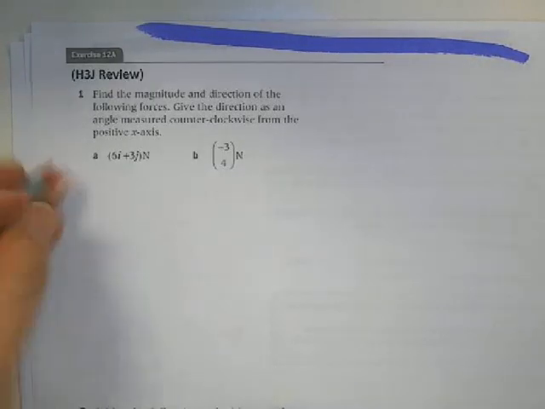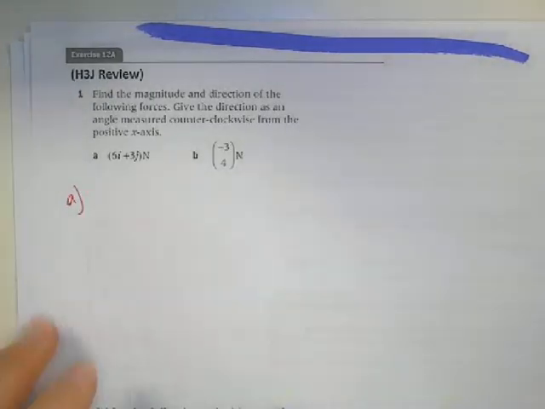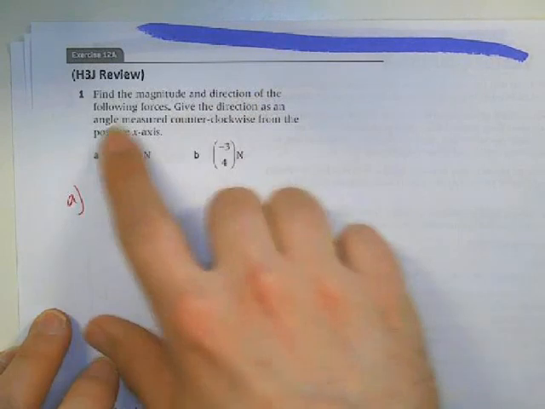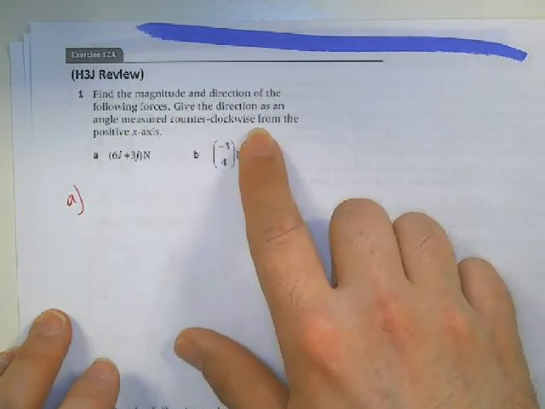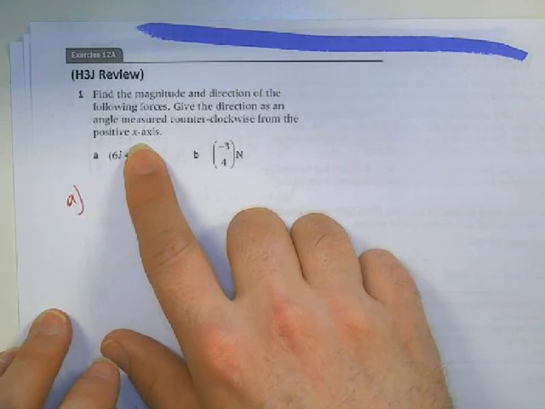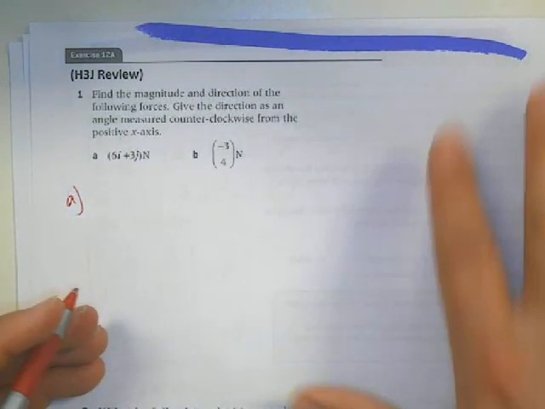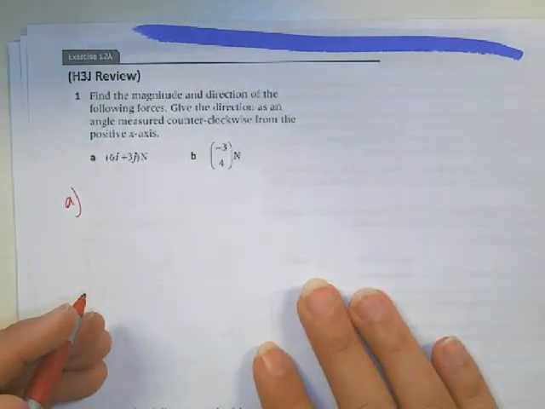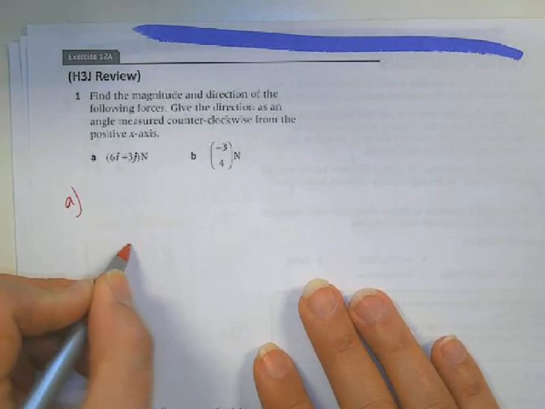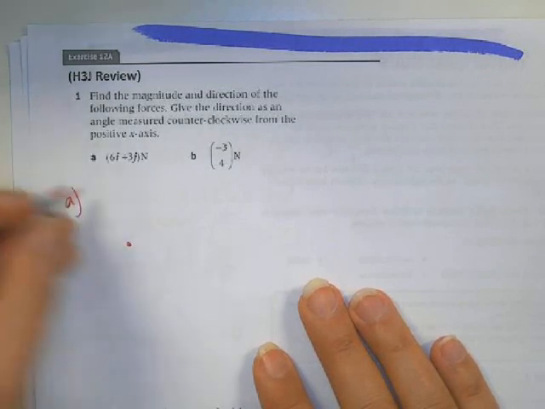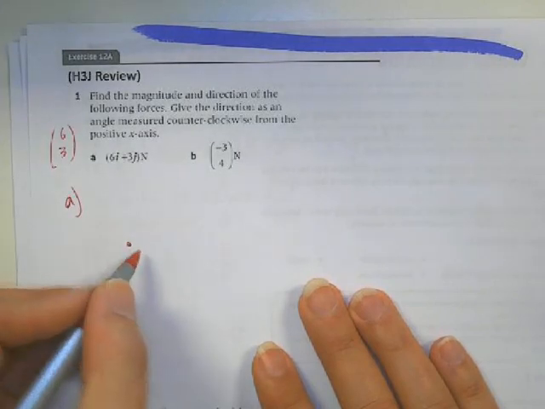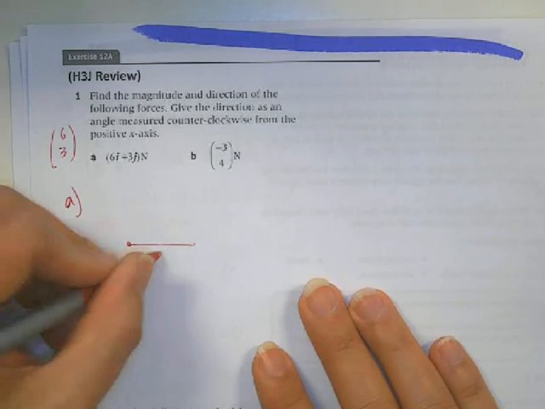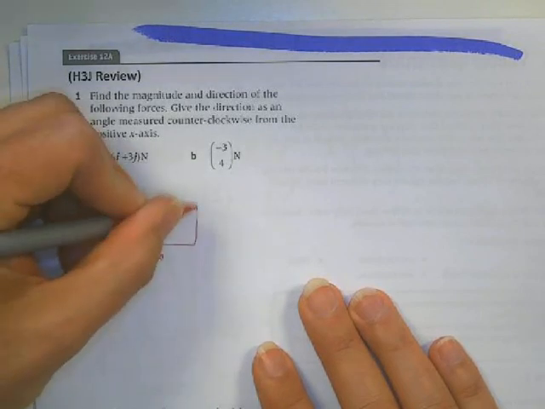Okay, question A. Find the magnitude and the direction of the forces. Give the direction as an angle measured counterclockwise from the positive x direction. Okay, so what we have here, I could think of this as 6, 3, right? In the x direction, I'm going 6 units. In the y direction, I'm going up 3.